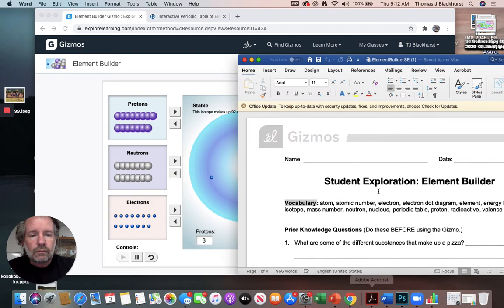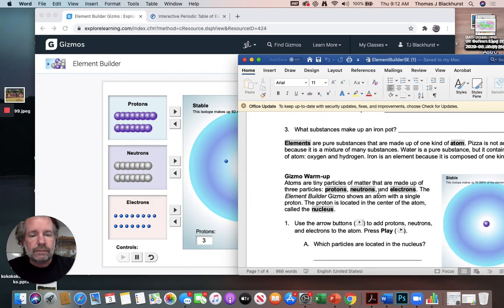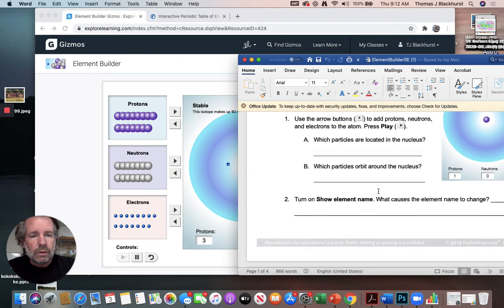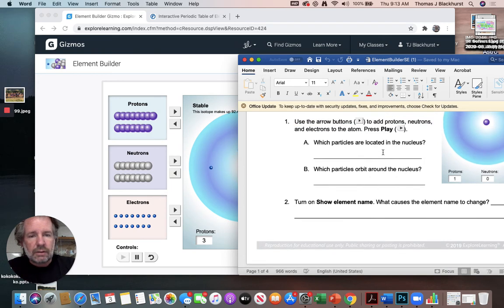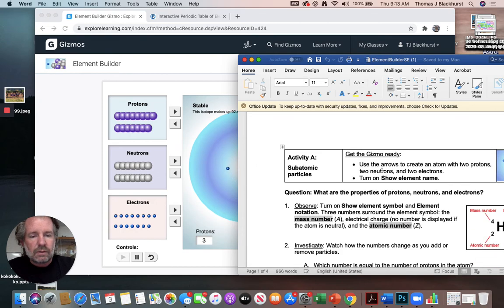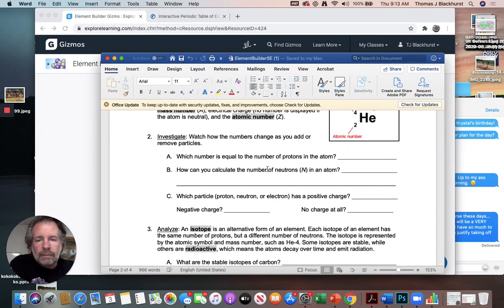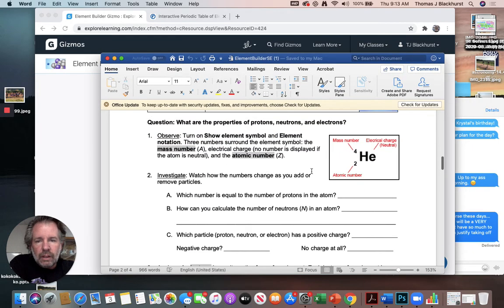Now, when we're looking at our worksheet here, it's just kind of asking you some basic questions about these. But basically, we're going to go through, and this will kind of ask you from this. So this gives you the mass number. This gives you the atomic number. Electrical charge. If it's blank, then it's neutral. If it gives you a charge, then that means that is an ion.